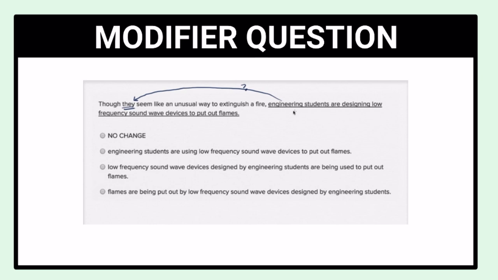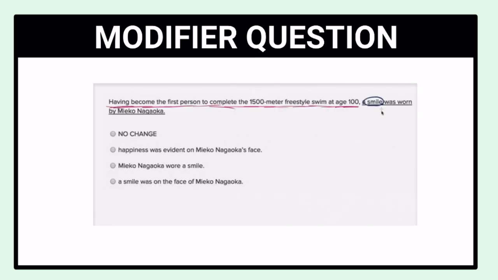So you really have to pay attention to what comes before the comma. What is the pronoun they? And then you want to see what makes sense to come right after the comma, if that makes sense. So it's really just reading the question properly and seeing with your common sense what makes the most sense. And it should be quite easy from there. So it's low-frequency sound wave devices designed by engineering students are being used to put out flames. That makes the most sense in this context. All right, so we're on to our next modifier question now.